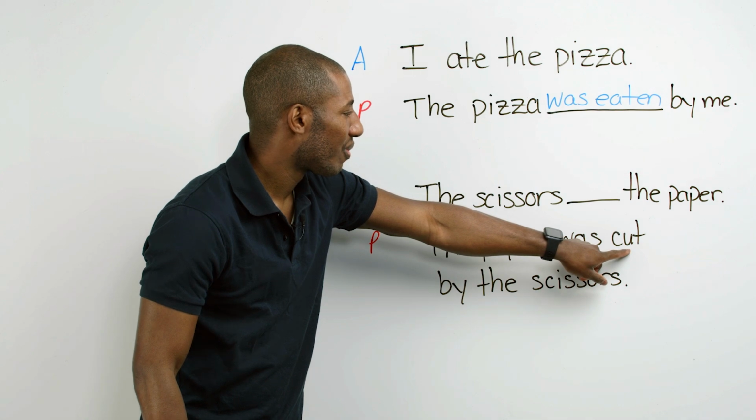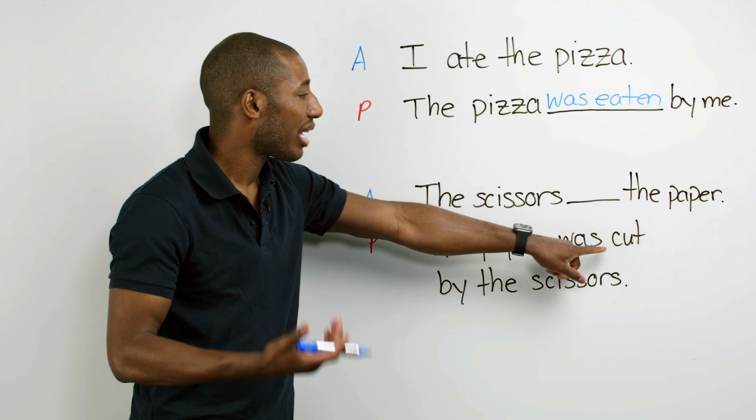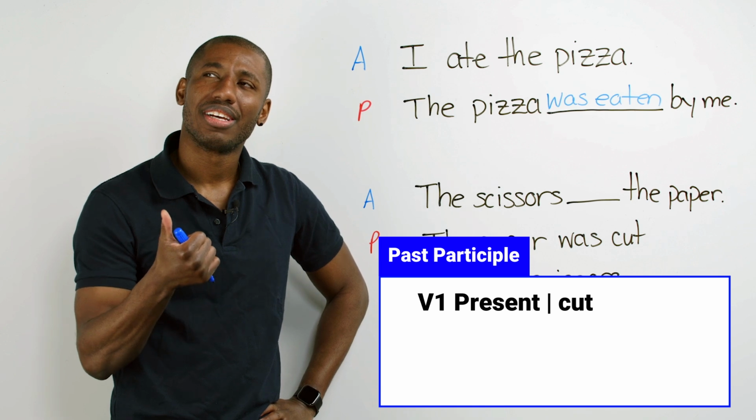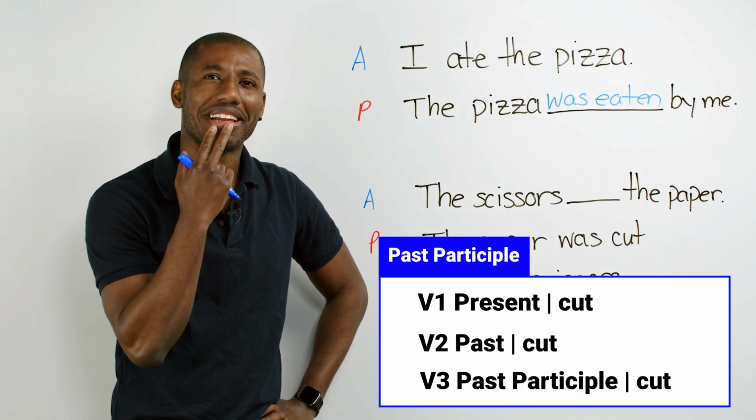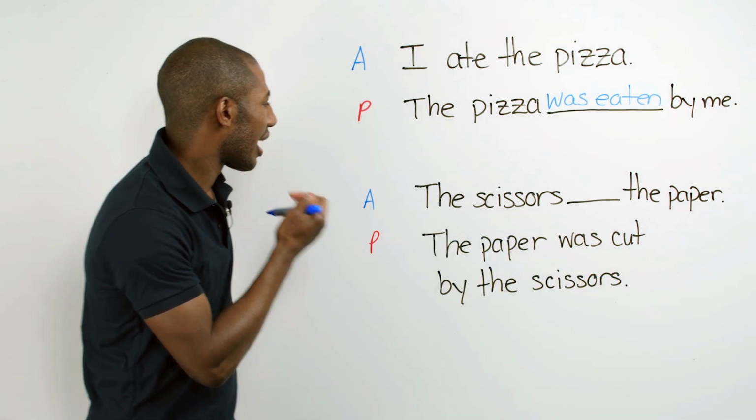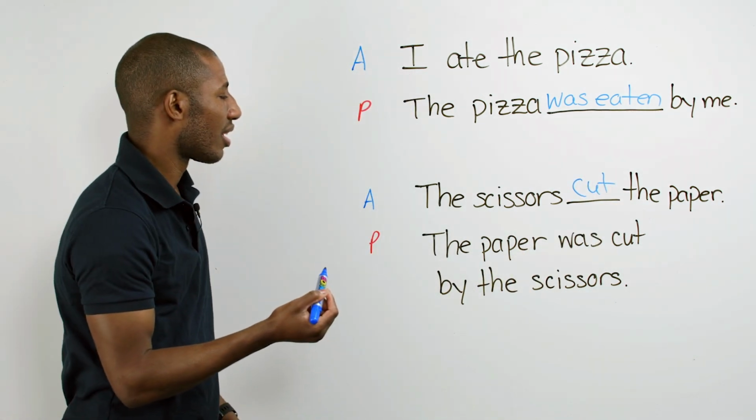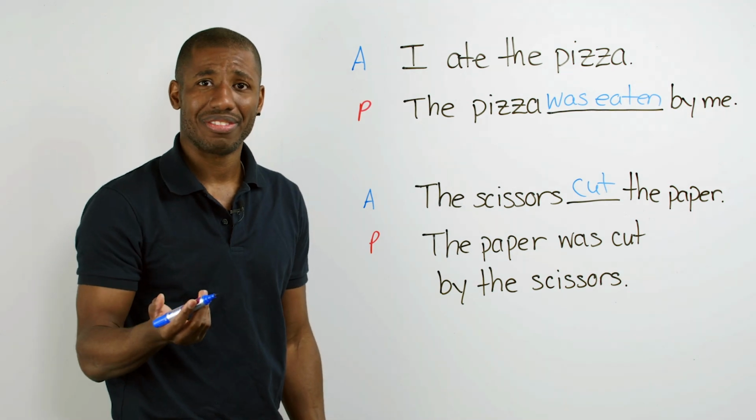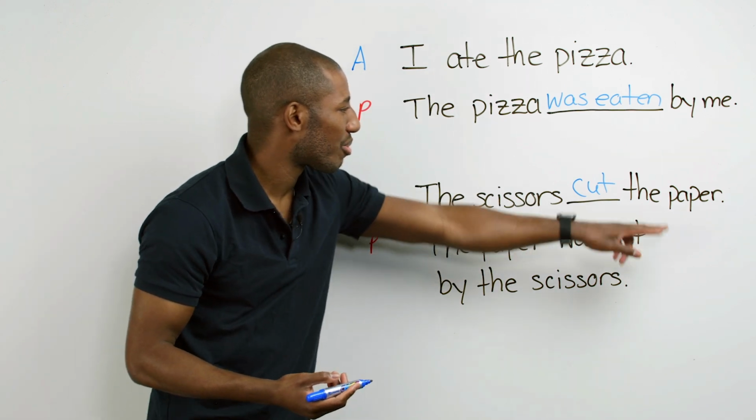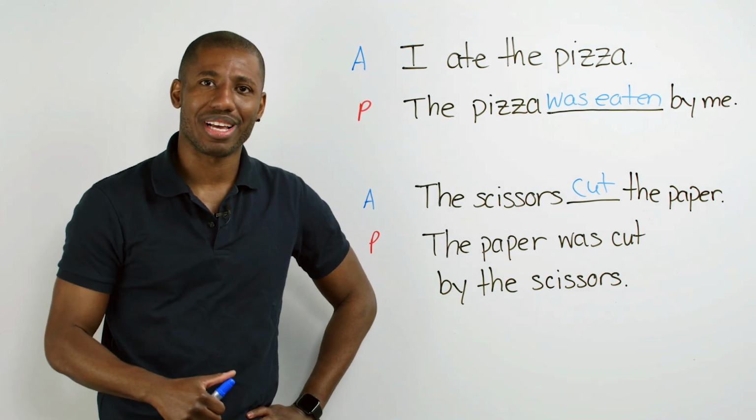Our past participle is cut. So when I think about what our action could be, let me see, this is cut, cut, and cut. Wow. So our action in our active voice sentence is cut, because it can't be cutted, because that's not a word. So our past tense is cut the scissors, cut the paper. Whoa, good job, everyone. Let's move on to some more examples.